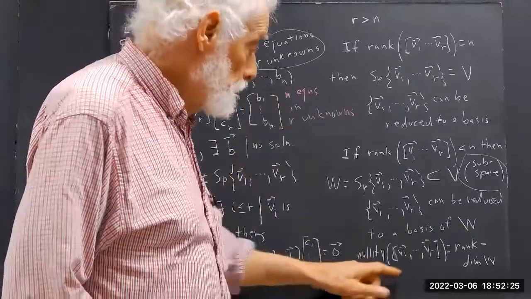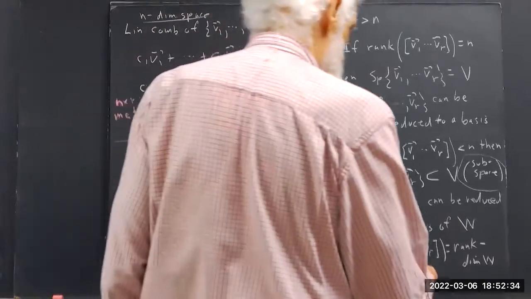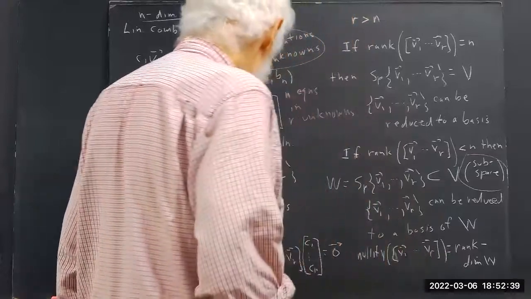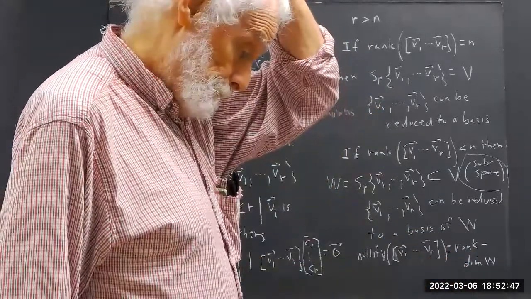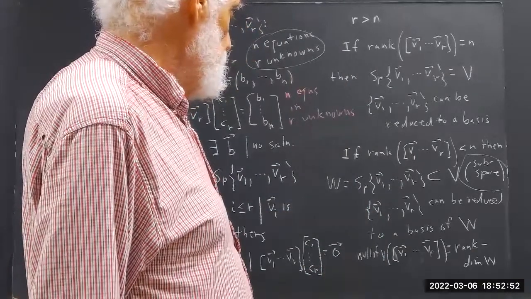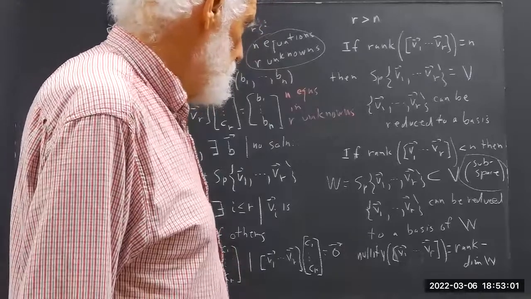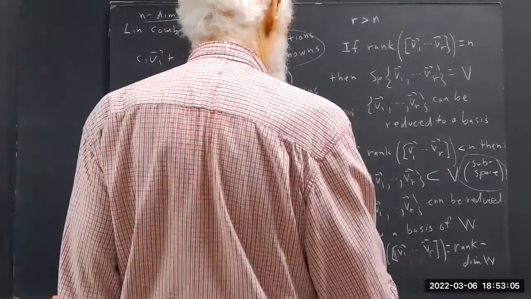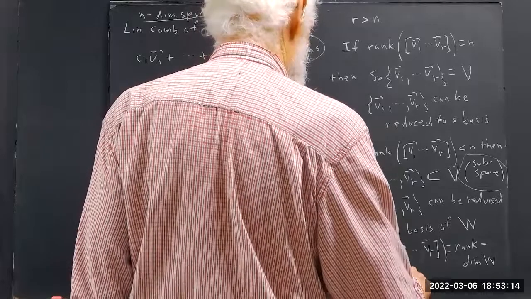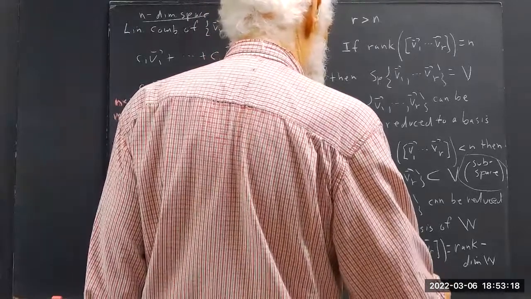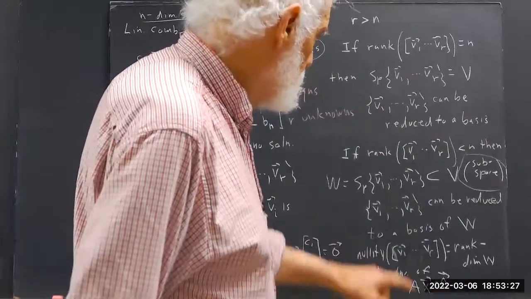In that case, the nullity of this matrix, which should have commas, equals the rank minus the dimension of W. Remember, the nullity of this matrix is the number of solutions of AX equals 0, where X is this, A is this matrix.